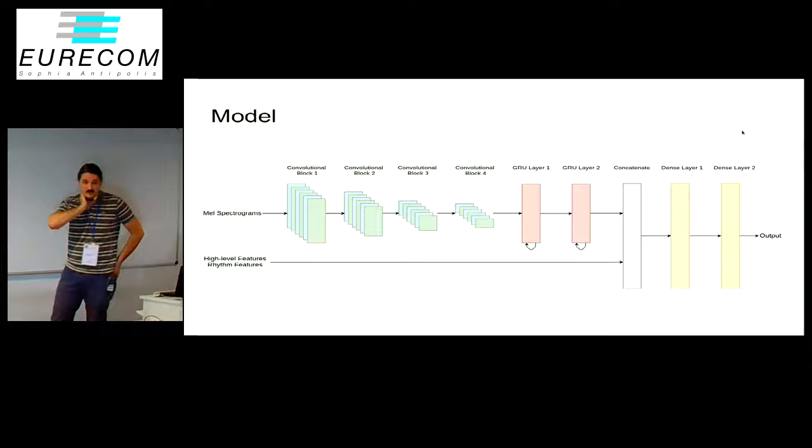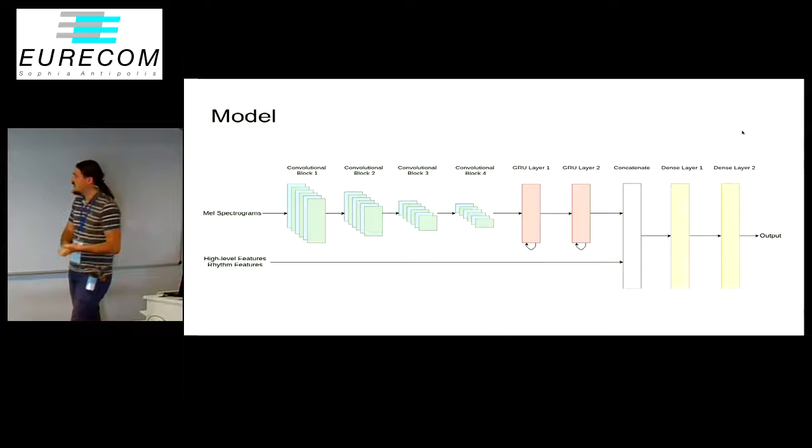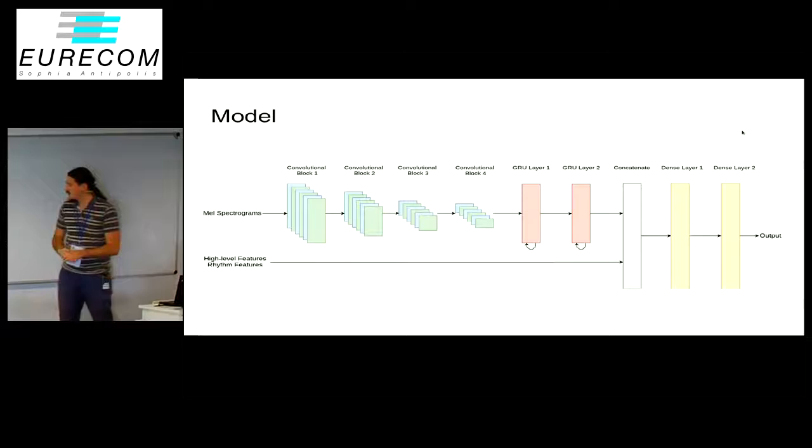Then we concatenate the output of that part of the model, that is the CRNN, with our high-level features. So we form a new feature vector that consists of the output of the CRNN plus the high-level features, and we feed that into a very simple 2 dense layer classifier. Then we produce the output, which is a vector of probabilities for each label. So that's our base model.